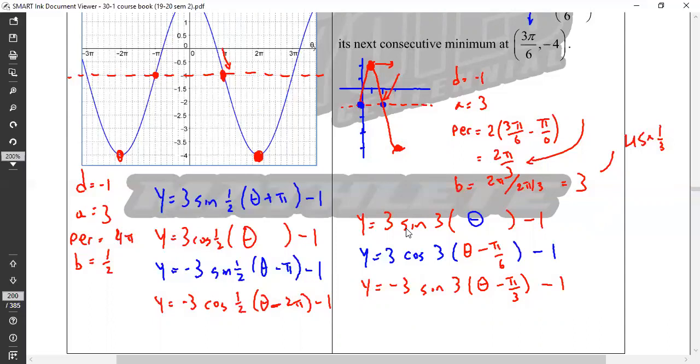And this one, theta minus pi thirds for negative sine. And our last one is y is equal to negative 3 cos 3 theta. And where we have a start point for negative cosine happens at a minimum, and that happens at 3 pi over 6, which is theta minus pi over 2.